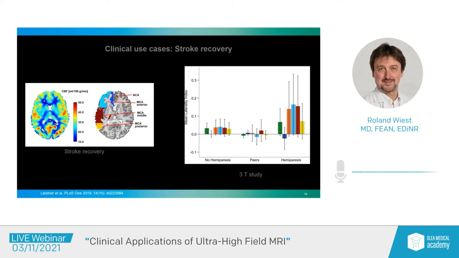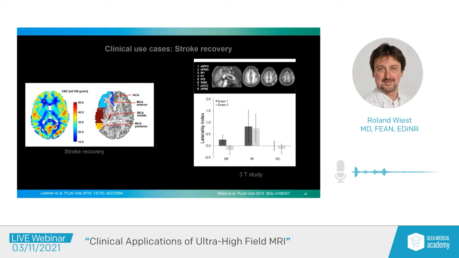And looking at adults, we could also show that the prediction of recovery is highly influenced by the level of this hemispheric imbalance in early stages. You can see this is the comparison between the healthy controls and the patients with spontaneous recovery.